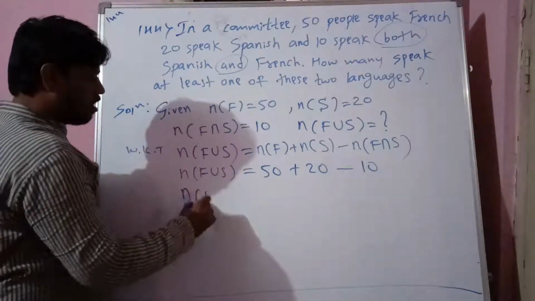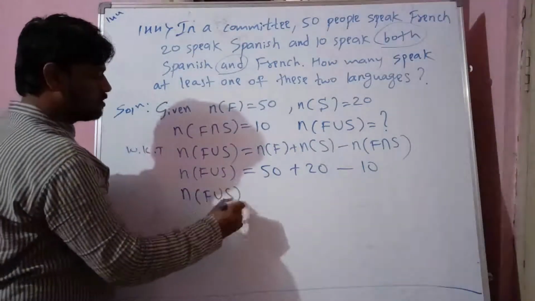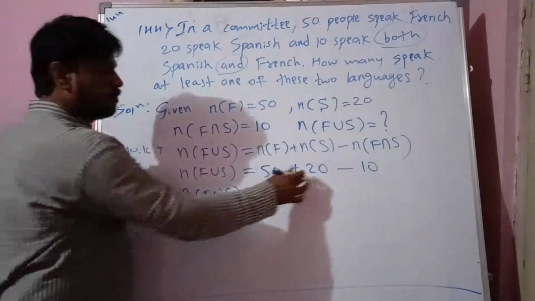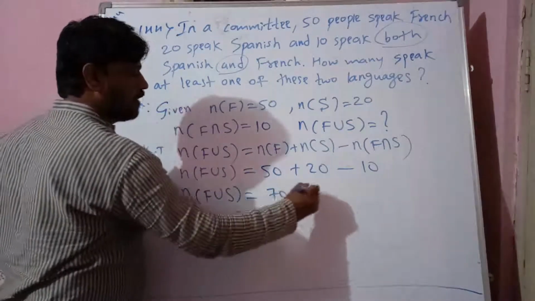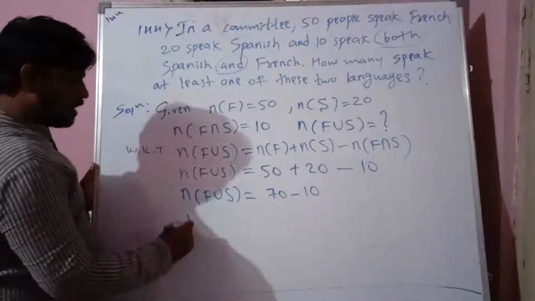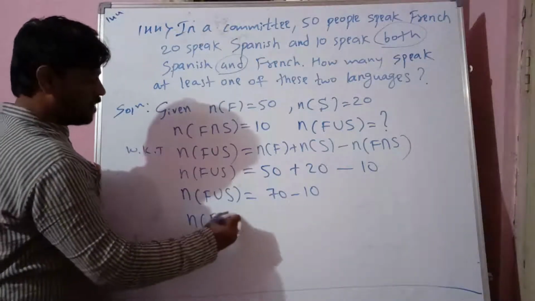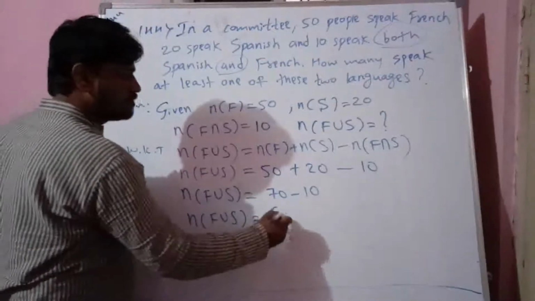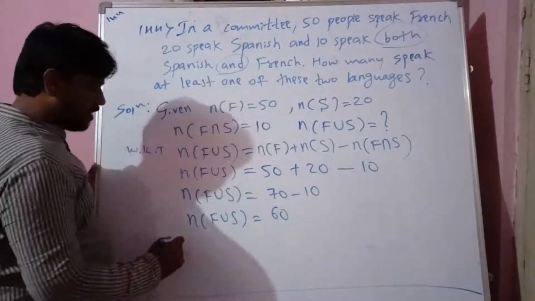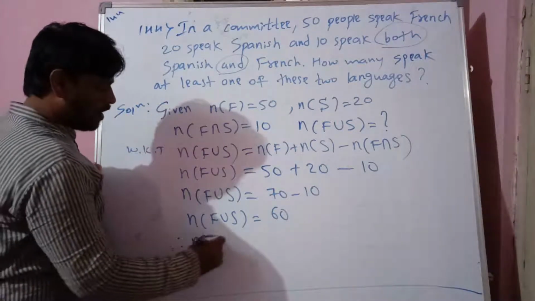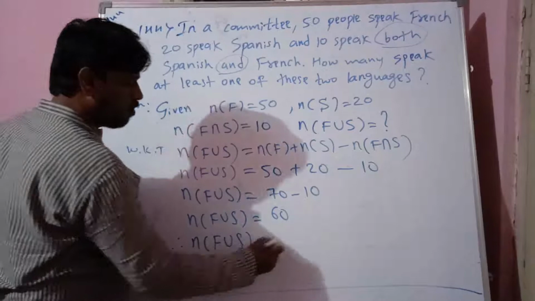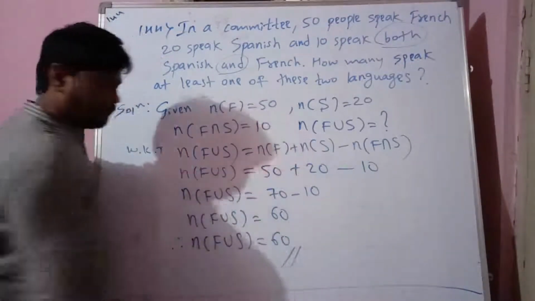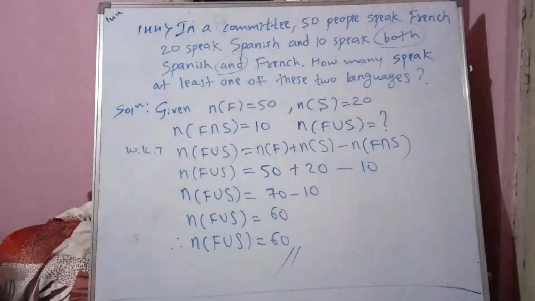Then n of F union S equal to 50 plus 20, 70, 70 minus 10. Then n of F union S, difference of these two gives 60. Therefore, our required n of F union S is what? 60. So this is our required answer, n of F union S.